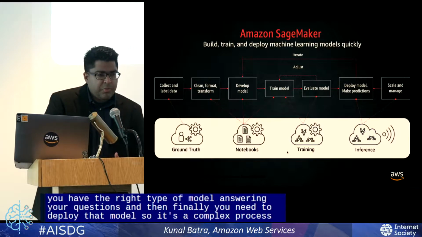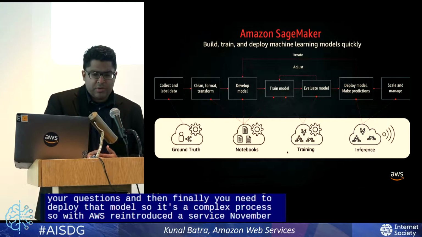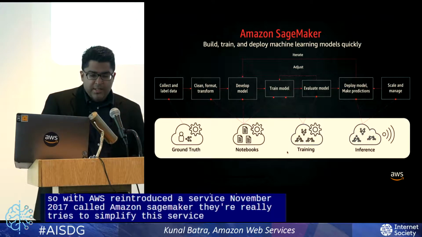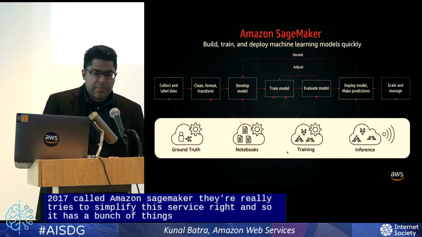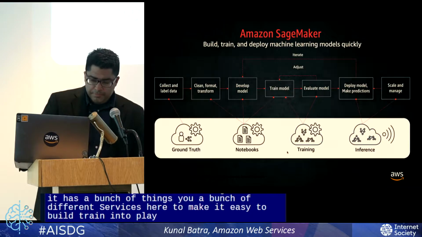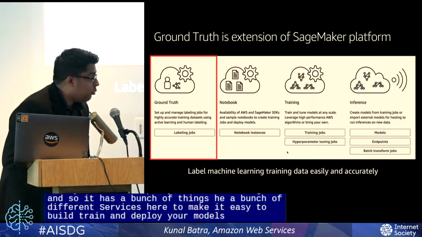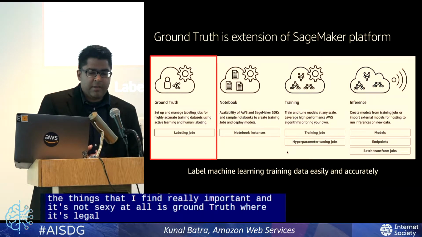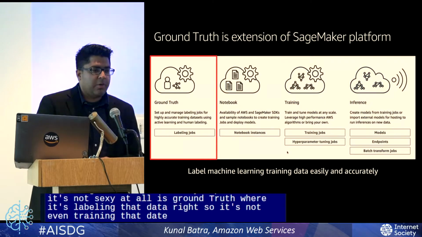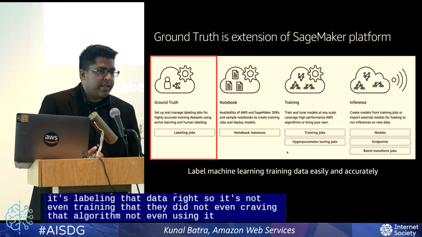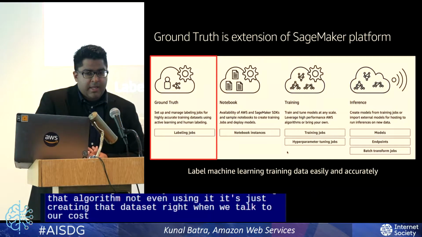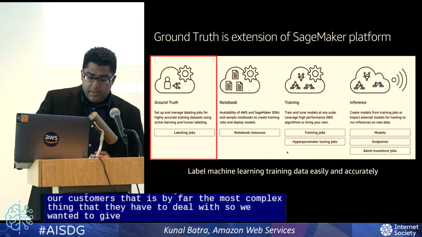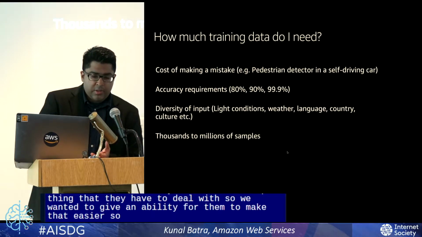So with AWS, we introduced a service in November 2017 called Amazon SageMaker that really tries to simplify this process, right? It has a bunch of different services that make it easy to build, train, and deploy your models. One of the things that I find really important, and it's not sexy at all, is Ground Truth, which is labeling that data. It's not even training, not even creating that algorithm, not even using it. It's just creating that data set. When we talk to our customers, that is by far the most complex thing that they have to deal with. So we wanted to give them an ability to make that easier, and we created Ground Truth.